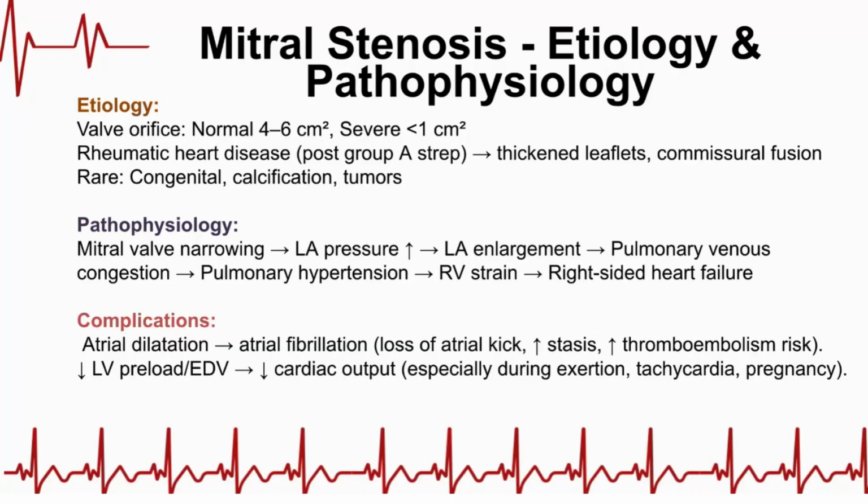This patient can faint, can have cardiogenic syncope, and the hypoperfusion of the brain is called cerebral hypoperfusion. So this is what causes syncope. Also this can be very bad in pregnancy, because the fetus does not receive enough blood. So these are the complications from stenosis: atrial dilation, which may go on to cause atrial fibrillation, and also reduced end diastolic volume, meaning reduced cardiac output.